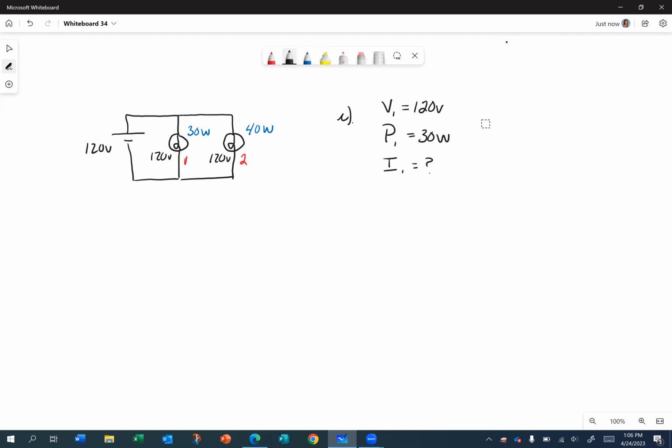So just simply applying the equation P equals IV, we will solve for current. Rearranging the equation, we get current is equal to power divided by voltage. So current of bulb 1 is equal to the power of bulb 1 divided by the voltage of bulb 1. Since those are the values I have, I can keep that equation like that and say 30 watts divided by 120 volts gives me the current in bulb 1 equal to 0.25 amps.